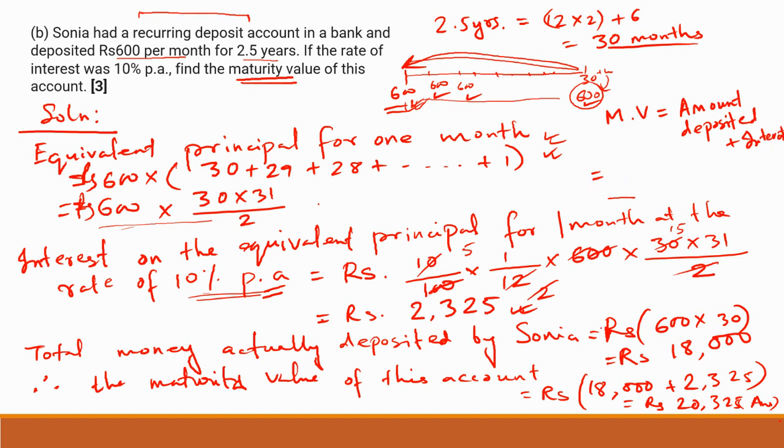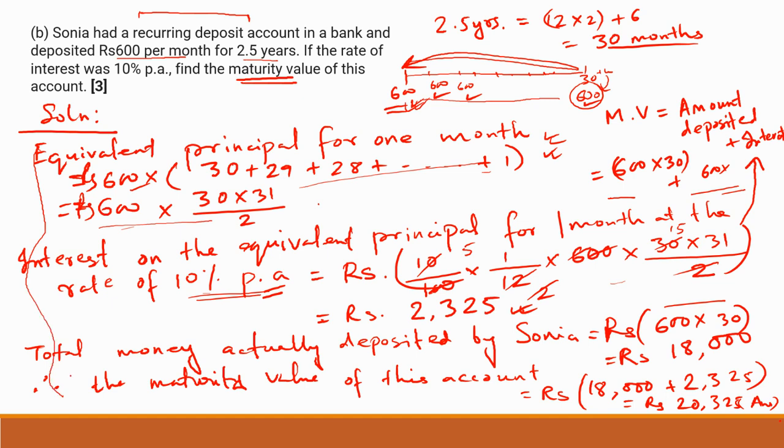So what is the amount deposited? This is very easy, right? Amount deposited is 600. How many times is she depositing 600? 30 times, right? Because for 30 months she is depositing 600. And the interest, you can also write this is the interest, the equivalent is this much. And basically after that you can just write this directly also, and then find the answer. But I prefer this way.